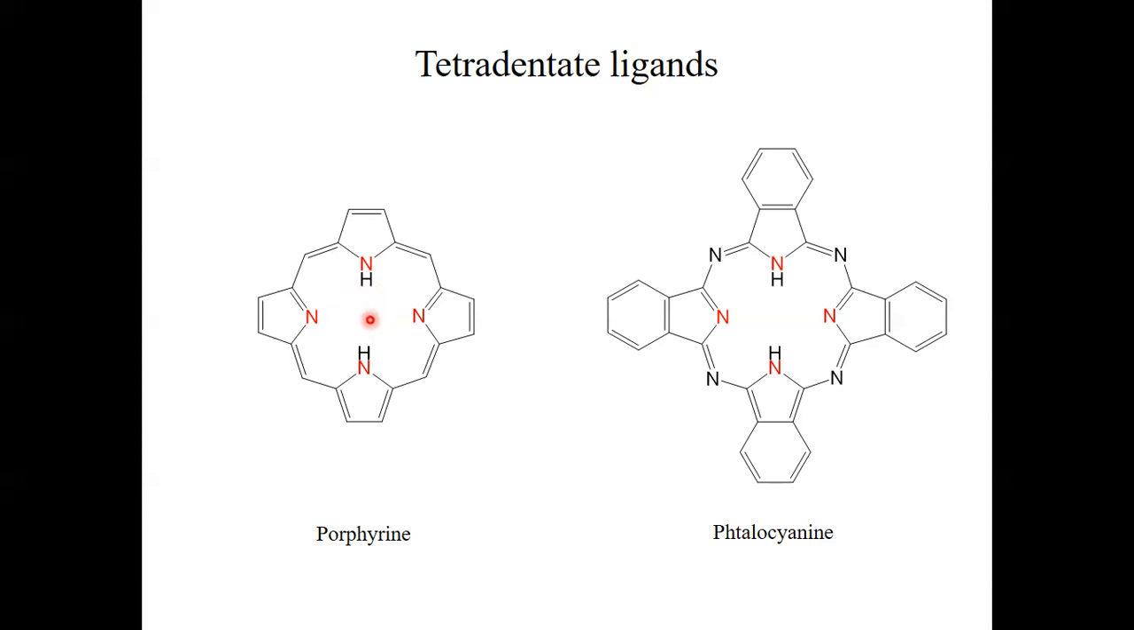Another example is chlorophyll. Do you know which ion is in the center of the porphyrin unit in the chlorophyll? It's magnesium 2+.